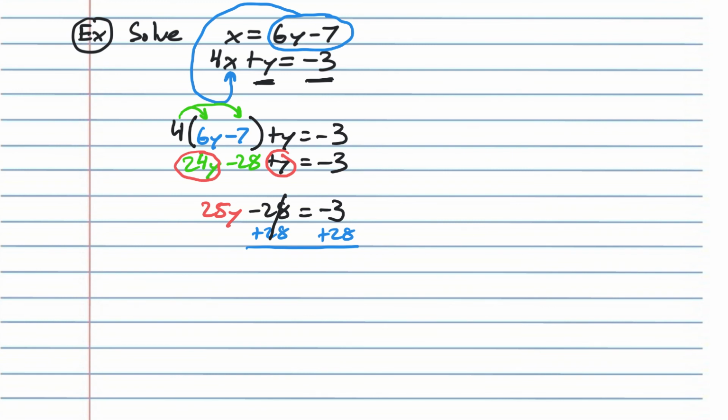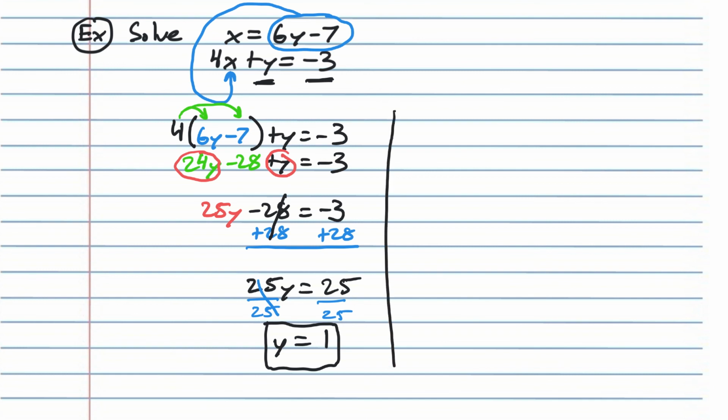So bring down this piece. We have 25y, and then negative 3 and 28 make 25. Now we're pretty much done with this piece. Get rid of that 25, we can divide both sides. So we get that y is equal to 1. All of that work, and we are not done. I guarantee on the next quiz or test, some students are going to stop there thinking they're done, but they're not. We know what y is, so now we've got to figure out what x is.